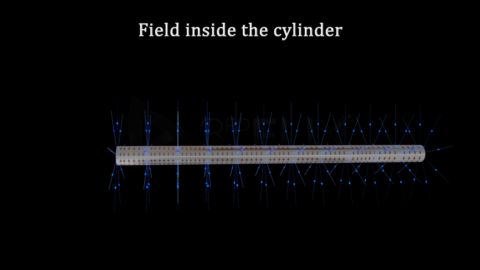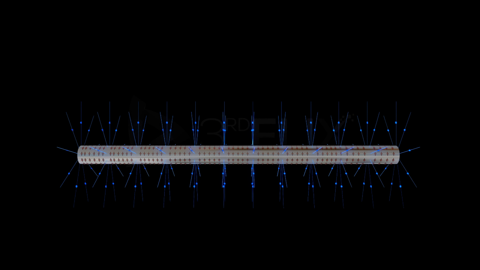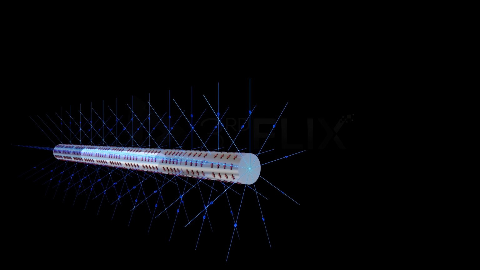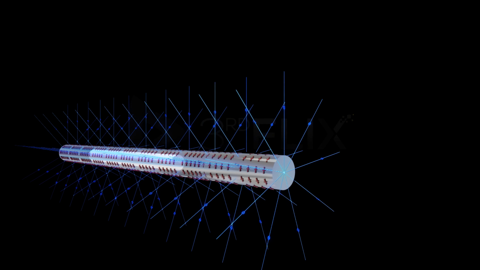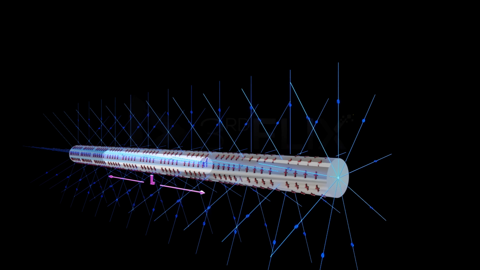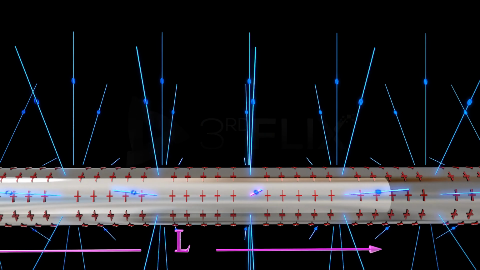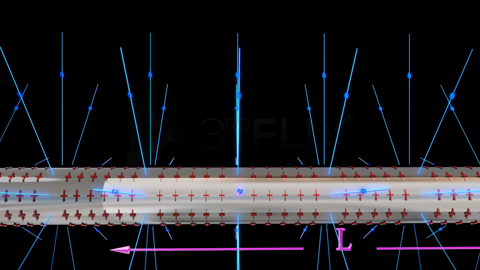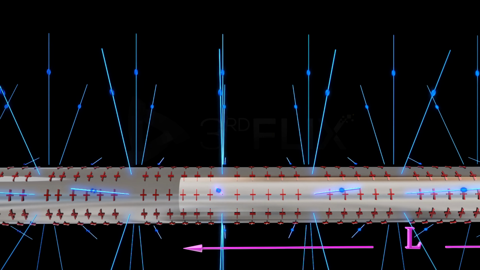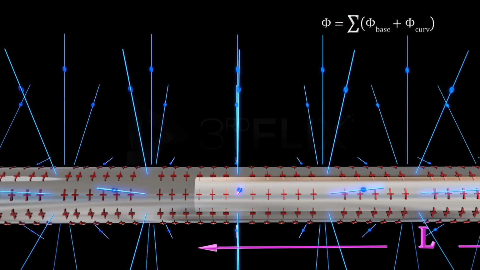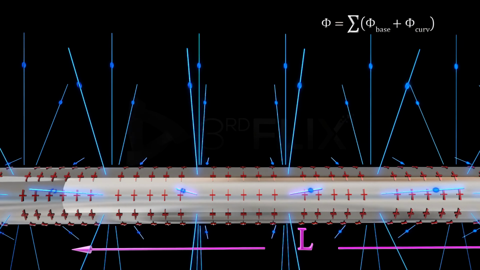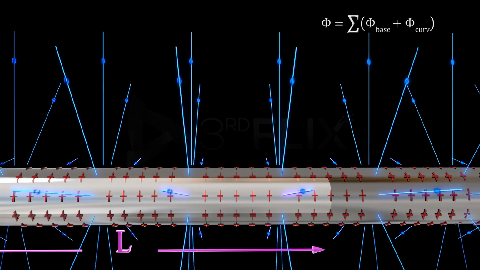Let us calculate the field inside the cylinder. Draw a closed cylindrical Gaussian surface of length L and radius r inside the charged cylinder. Due to symmetry, the electric field is radially outwards from the axis at any point inside the cylinder. Flux through the Gaussian surface is a summation of flux through the bases and flux through the curved surface.